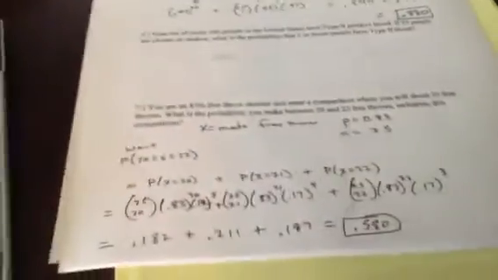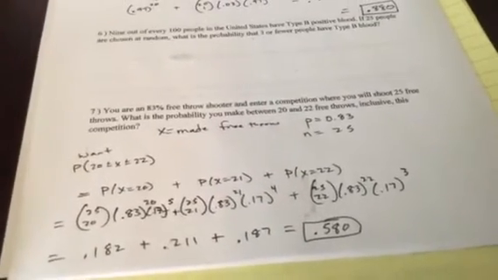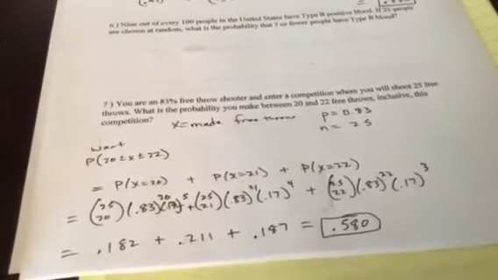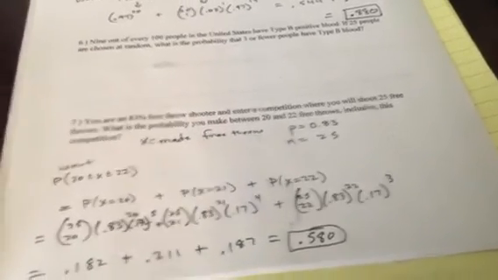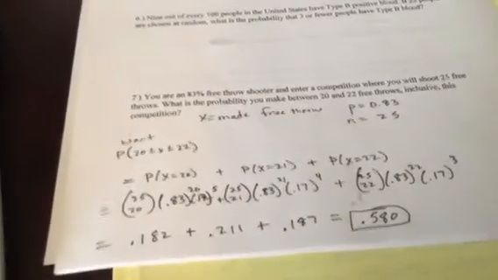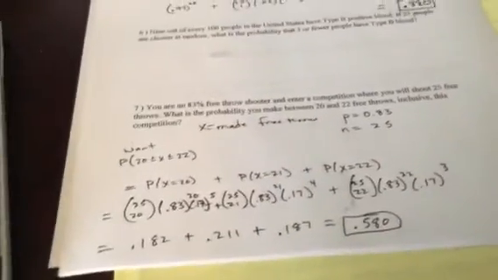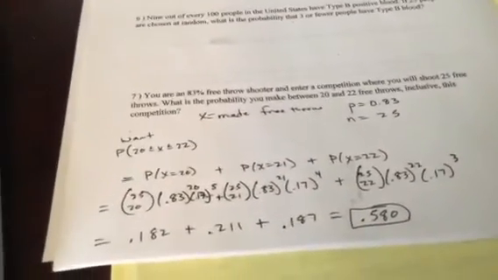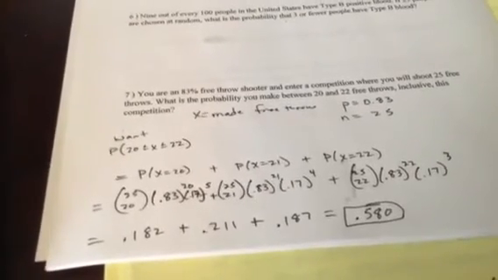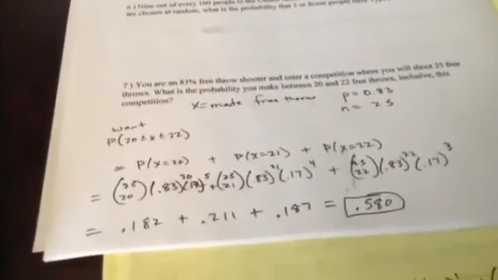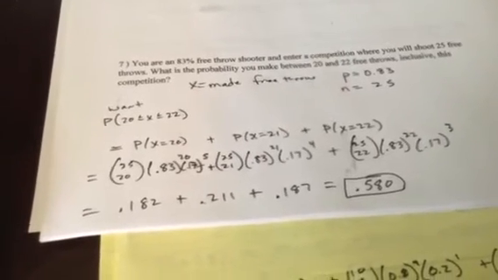All right. You are an 83% free throw shooter. Got to talk about those free throws again. And enter a competition where you shoot 25 free throws. What is the probability you make between 20 and 22 free throws inclusive in this competition? X is a made free throw. P is 0.83. N is 25. If I want 20 to 22 inclusive, that means I include 20 and 22. And also what's in between it? 21. So that's the probability X is 20, plus the probability X is 21, plus the probability X is 22.